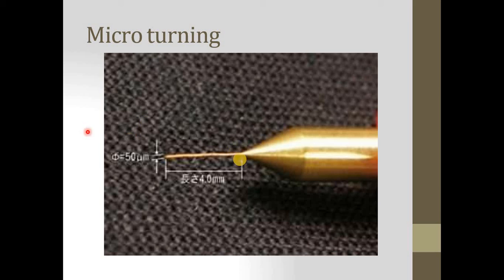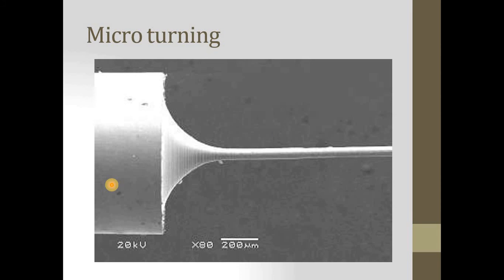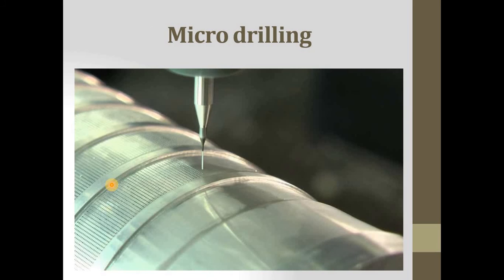So micro turning is near about 40 mm length, 4 mm length and 50 micron tip size. Look at this micro turning. Micro drilling.